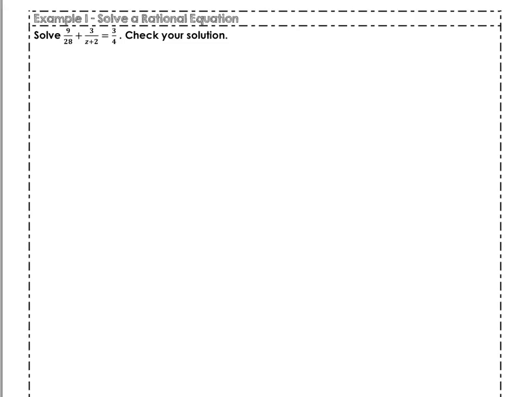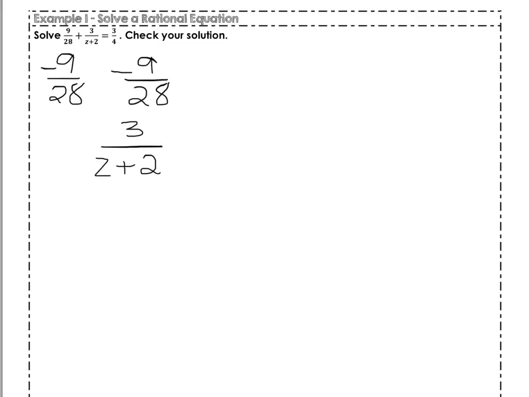I'm actually going to approach this problem a little differently than your textbooks by subtracting 9/28 onto the other side of my equation, isolating my constants, essentially. So then I have 3 over z plus 2 is equal to, so I need a common denominator between 3/4 and 9/28. The common denominator actually would be 28.